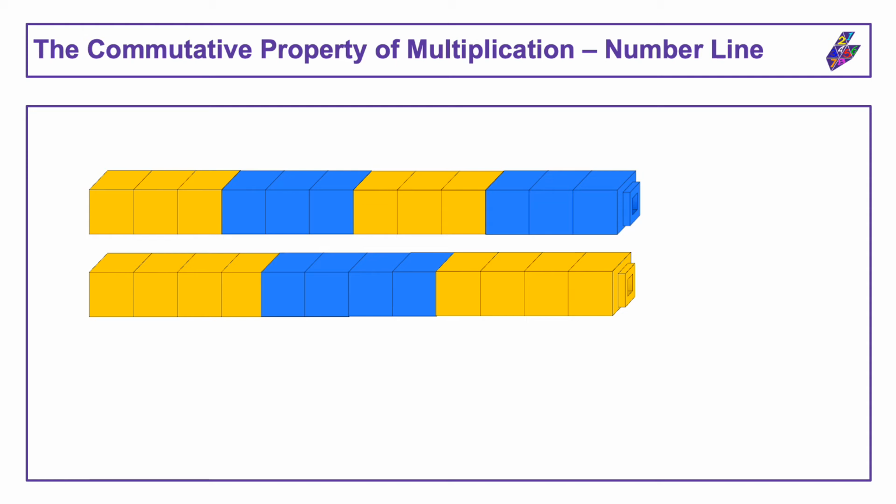In this example, the factors were 3 and 4, and the product was 12. So in the first image, 3 times 4 equals 12. In the second image, 4 times 3 equals 12. So we can say that 3 times 4 equals 4 times 3. If they're both equal to 12, then they must be equal to one another.